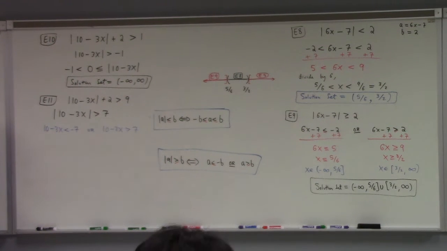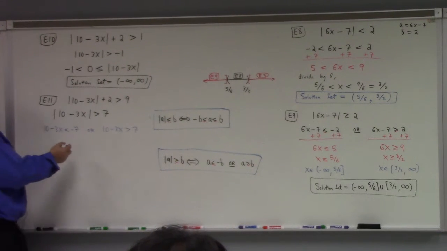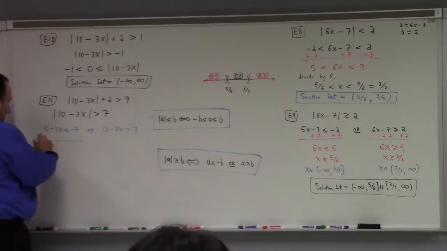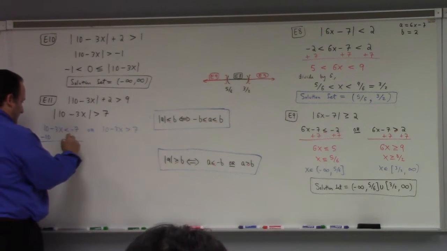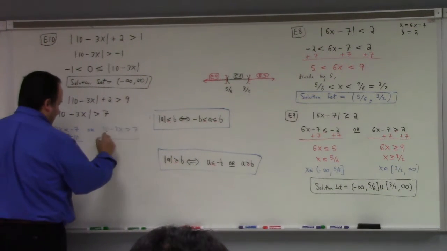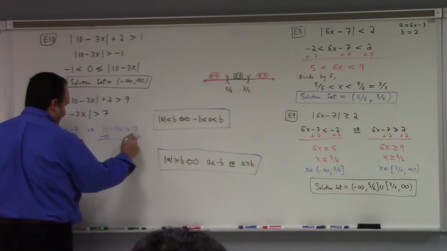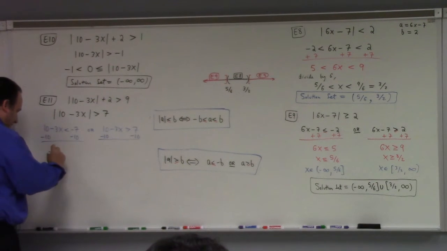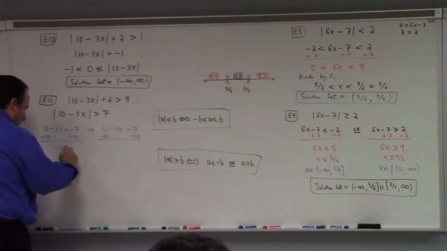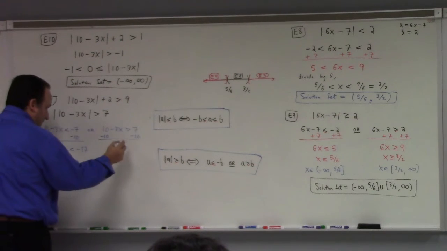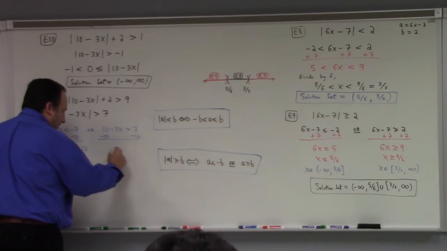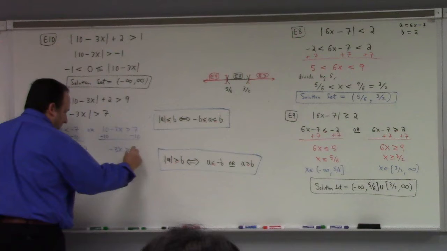So what do you want to do? Do you want to isolate the minus 3x, or do you want to move 3x to the other side? Isolate it? All right, I will isolate it then. So we'll subtract 10 from both sides on this one, and I will subtract 10 from both sides on this one. That will give me minus 3x is less than minus 17. And this will give me minus 3x is greater than minus 3.